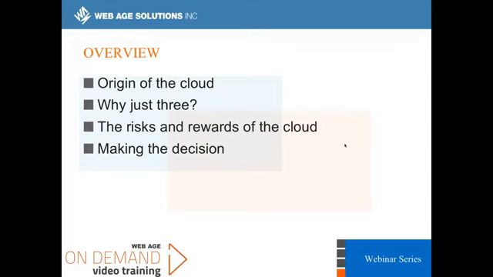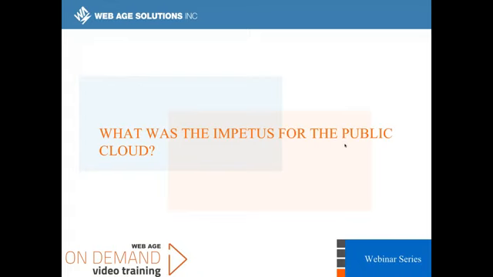I am an engineer, and you can always tell the difference between a salesperson and an engineer, because if you ask them, hey, does this product do this for me? A salesperson will say yes, and an engineer will say it depends. So in making the decision, I'm going to give you some criteria, some of the ways to approach this, but it will depend on your own unique circumstances. Okay, so let's talk a little bit about what the impetus was for creating the public cloud.